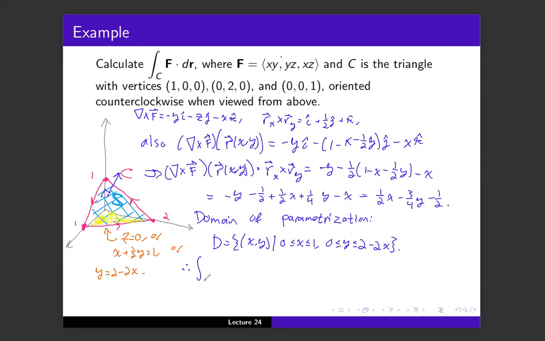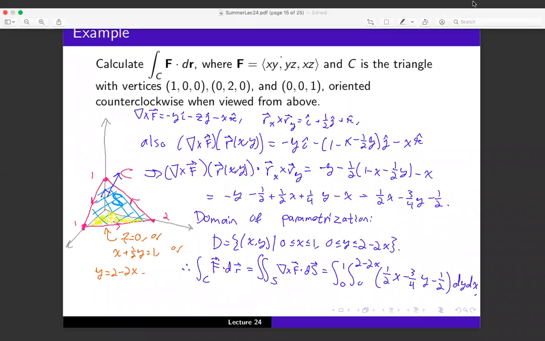So the work integral, we're just about ready to figure this whole thing out at this point. The work integral, F dot dr, is the double integral over your surface S of the curl dot dS, which we now know is the integral from 0 to 1 of the integral from 0 to 2 minus 2x of 1/2 x minus 3/4 y minus 1/2 dy dx. You're left with this iterated integral at this point.